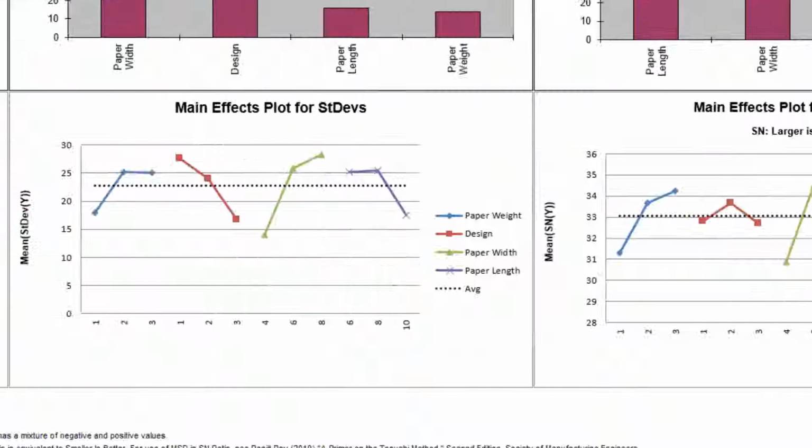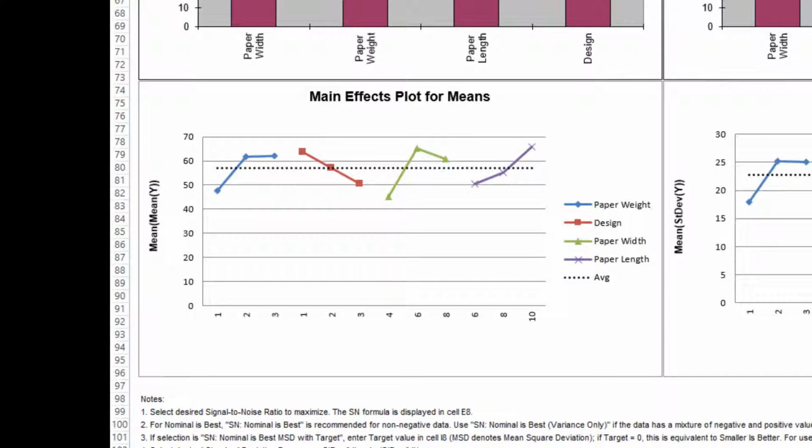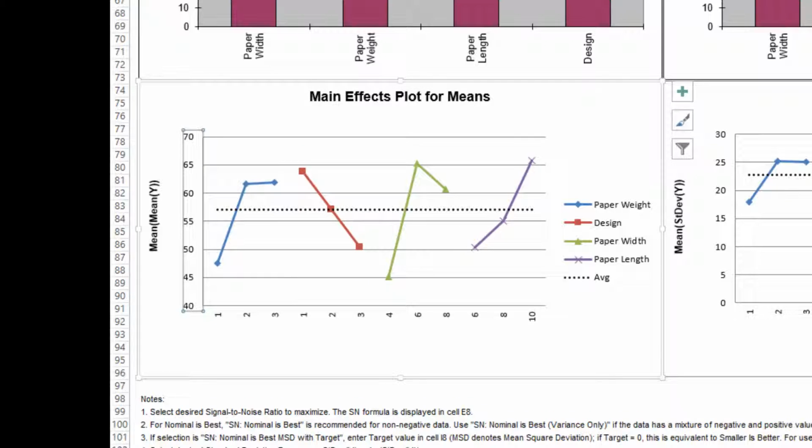Scroll left for a look at main effects plots for means. I'll adjust the axis for a better scale. The optimum settings to maximize the mean are paper weight equals 3, design equals 1, paper width equals 6, and paper length equals 10.